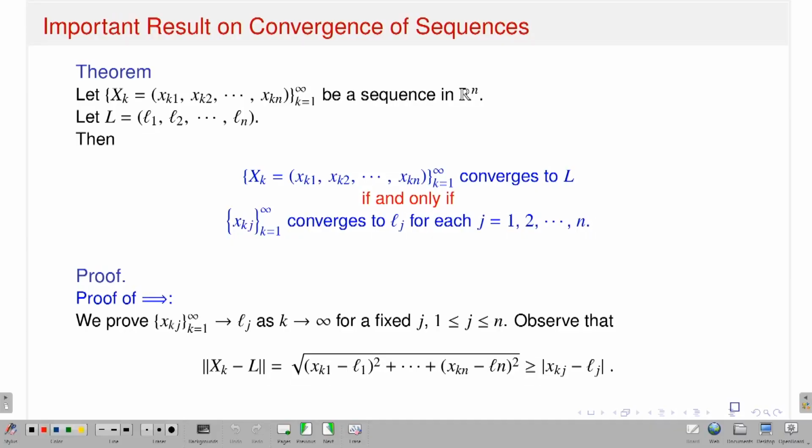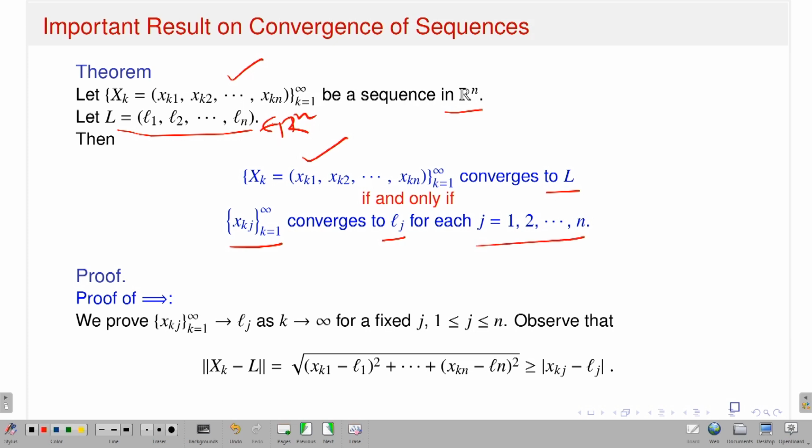Now, as I told you earlier when I introduced the notion of sequences in Rn, it associates the corresponding n component sequences in R, and as I said, there should be a relation between the convergence of a sequence in Rn and the convergence of the component sequences in R. So, this is the theorem. You start with a sequence capital Xk in Rn and a point, say capital L, in Rn. Then it says that the sequence capital Xk converges to L if and only if all the component sequences Xkj in R converge to the corresponding Lj for each j equal to 1 up to n.